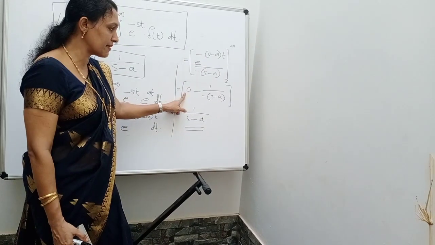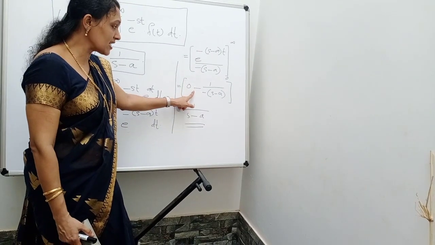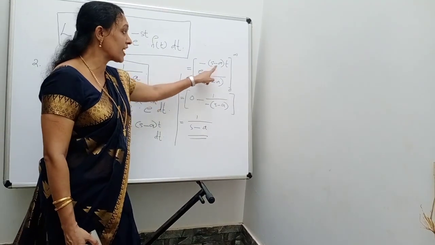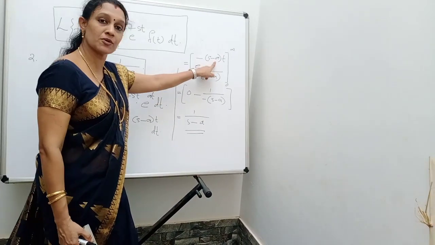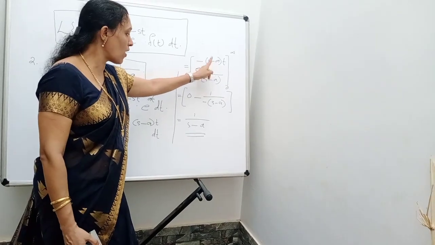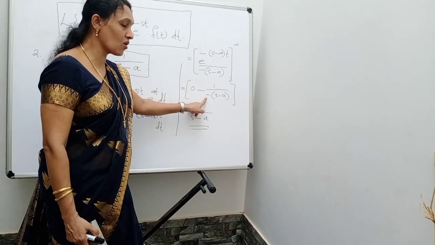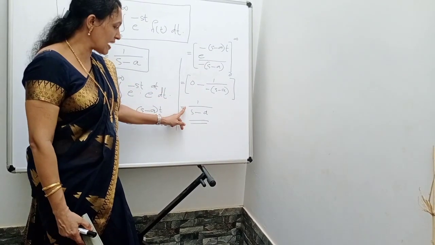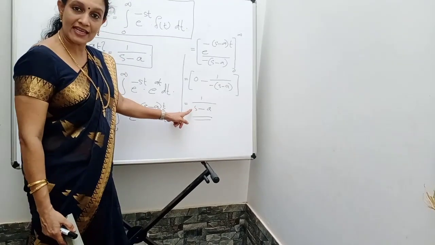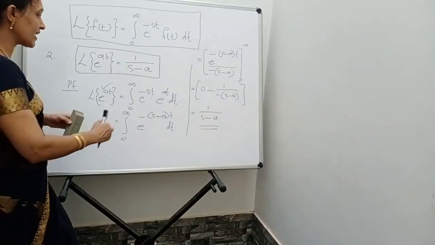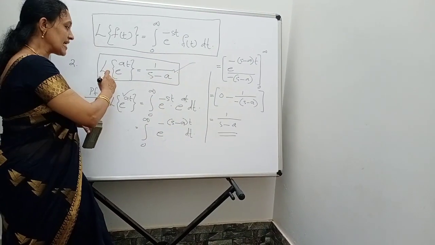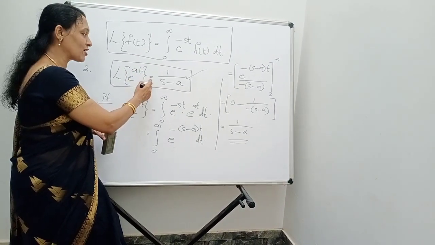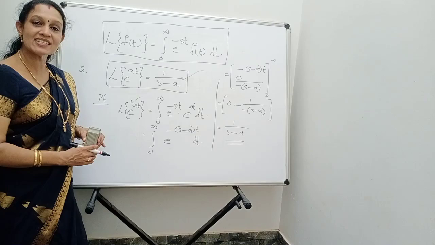So the upper limit gives 0, minus the lower limit, put t is equal to 0. So we will get e raised to 0, and e raised to 0 is 1. So 1 by minus of s minus a. Minus of minus becomes plus, 1 by s minus a. So this is the second result: L of e raised to at is equal to 1 by s minus a.